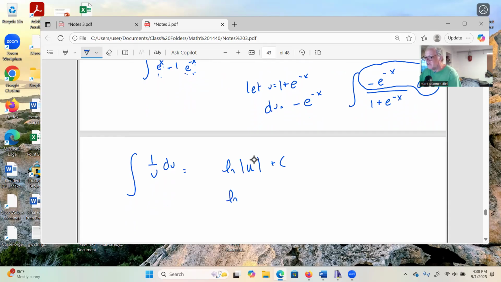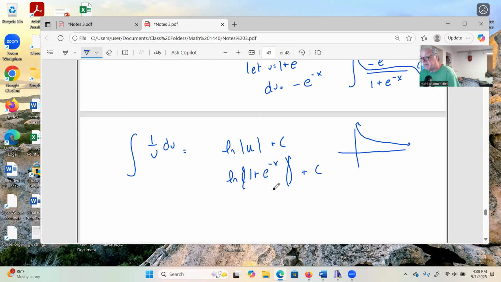So this is natural log of 1 plus e to the negative x plus c. Now, keep the absolute values there, and I'll show you what happens with the absolute values in just a second here. Do you remember what the graph of e to the negative x looks like? Sure you do. E to the negative x looks something like that. It's always positive. Something that's positive plus 1 is also always going to be positive.